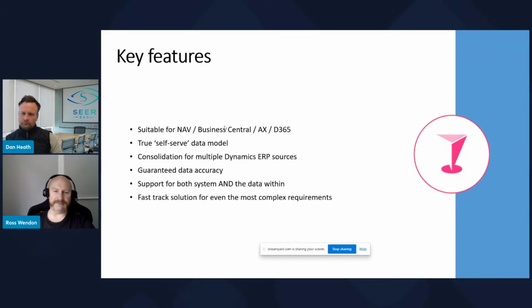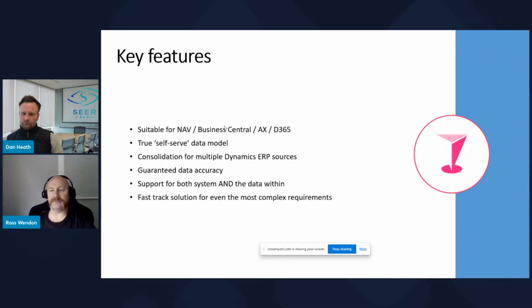Some other things that I think are fairly important to get across: consolidation. So we will consolidate, if required, multiple instances of Dynamics. So if you've got two AXs or an AX and a D365, we can join them together and give you a single point solution. Same with Nav. We have done Nav to AX and D365, etc. A little bit more complex because of the different shapes of the data, but we can make it work if need be. As I mentioned earlier, guaranteed data accuracy. We've got a self-reconciling model, which I'll come to in the next couple of slides. And obviously, I've mentioned that we support the system and the data that sits within it, which I don't think anyone else out in the marketplace does.